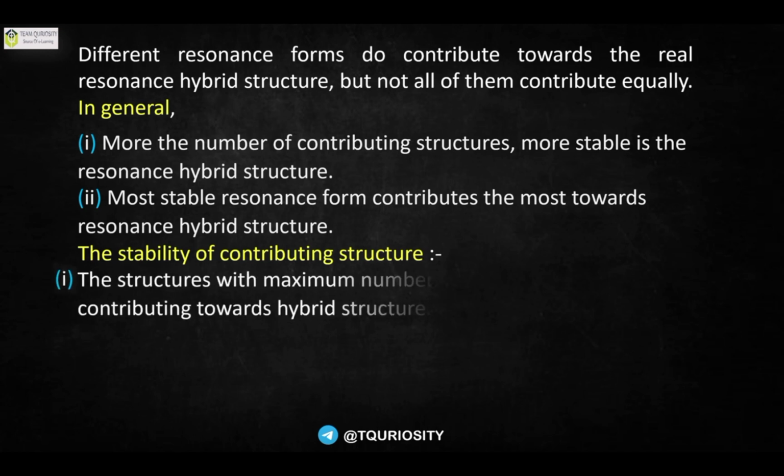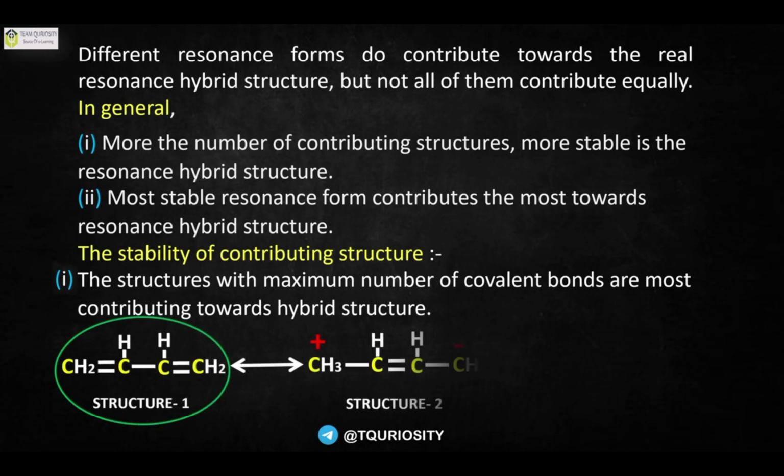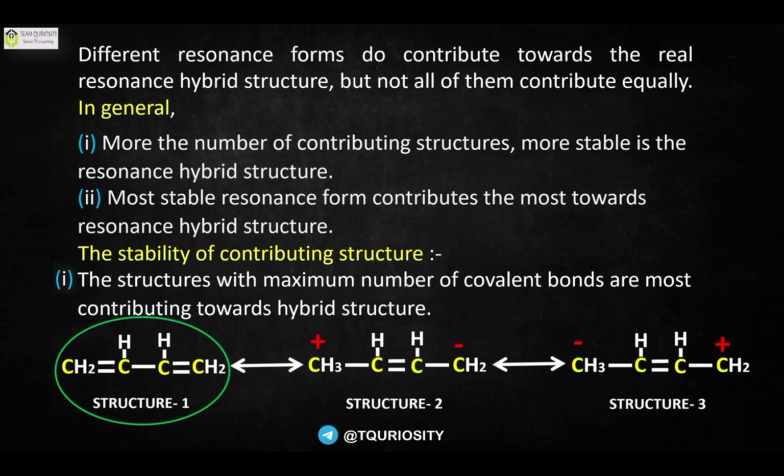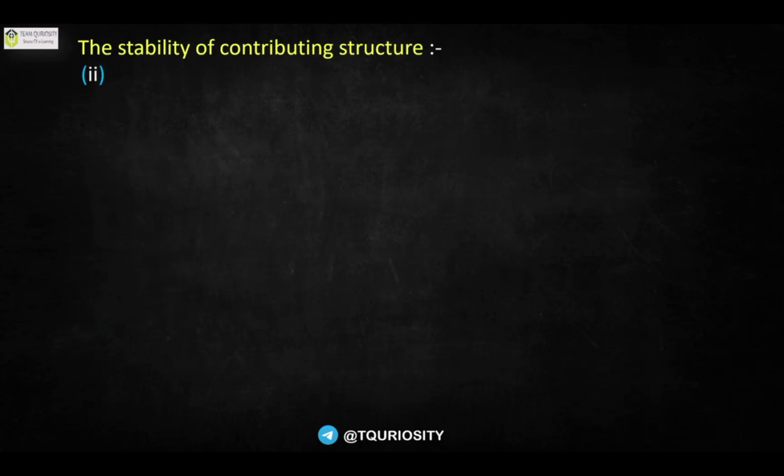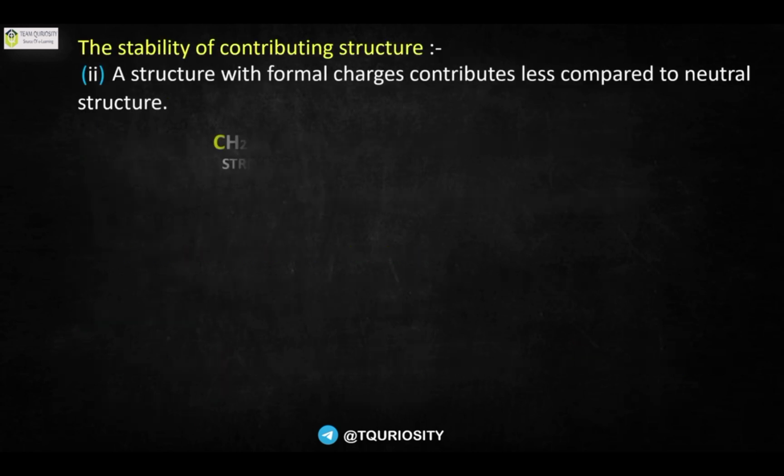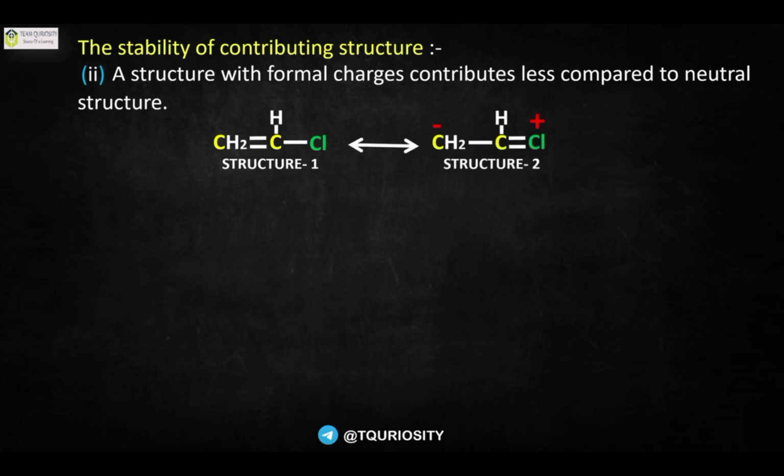First, the structure with the maximum number of covalent bonds contributes most towards the hybrid structure. Here in the example, we can see that the structure 1 is the most stable. This is because it contains more covalent bonds than the others. Therefore, it contributes more. The second rule, the structure with formal charges contributes less compared to the neutral structure.